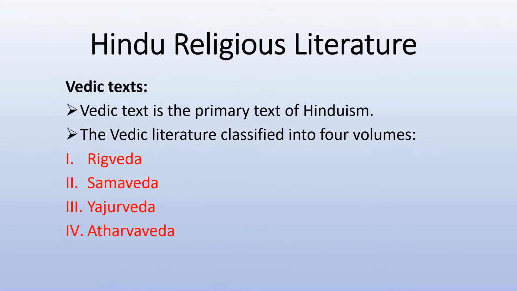Here, the first category is Hindu religious literature. It includes Vedic text. Vedic text is the primary text of Hinduism. The word Veda is derived from the Sanskrit word Vid, which means knowledge or to know. It is a huge body of religious text that originated in ancient India. The Vedic literature is classified into four volumes, that is Rigveda, Samaveda, Yajurveda, and Atharva Veda.